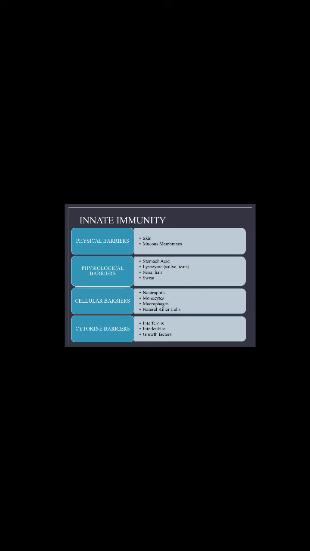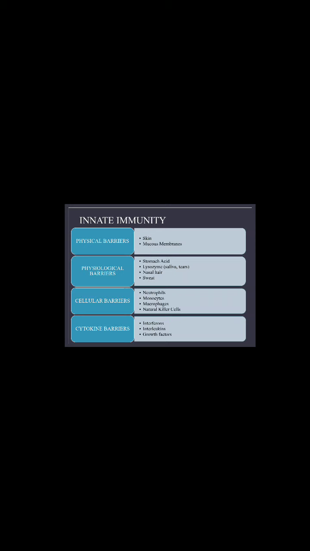Then the nasal hair. The hair present in our nose does not let the dust particles or other foreign particles enter our body. Then there is sweat. Sweat forms a protective acid film over the skin surface that inhibits the growth of many microbes, and sweat is produced by the sebaceous gland. So these are physiological barriers.